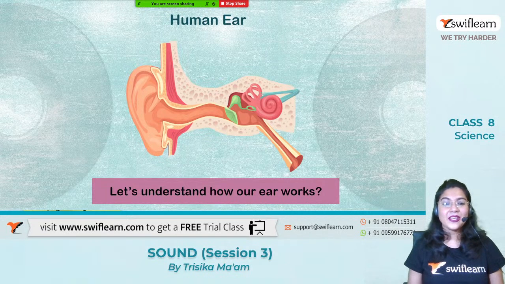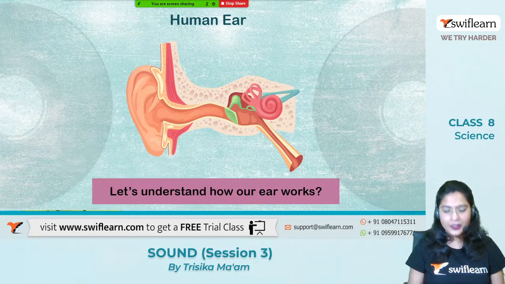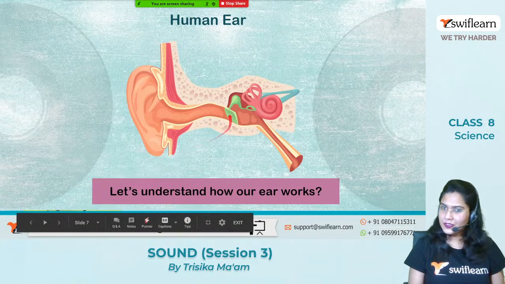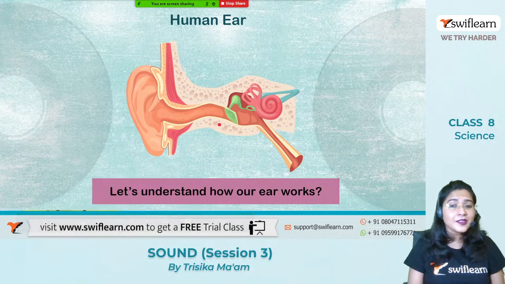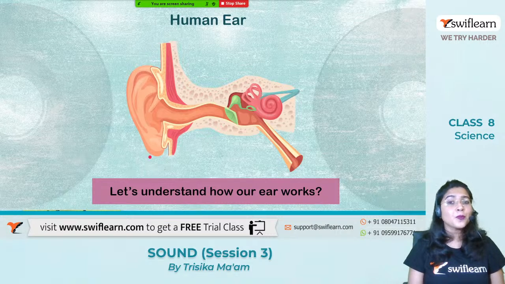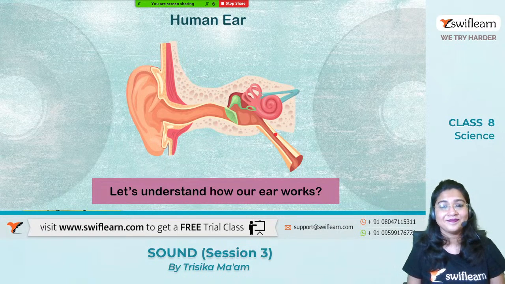Anybody, can you tell me what the different parts present in the ear are? You can refer to this picture over here also. And can you tell me how we can hear any sound? Through which pathway do the sound waves travel within the ear?